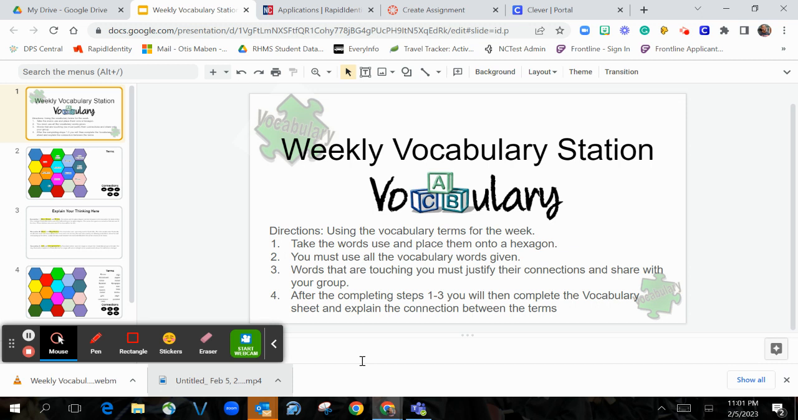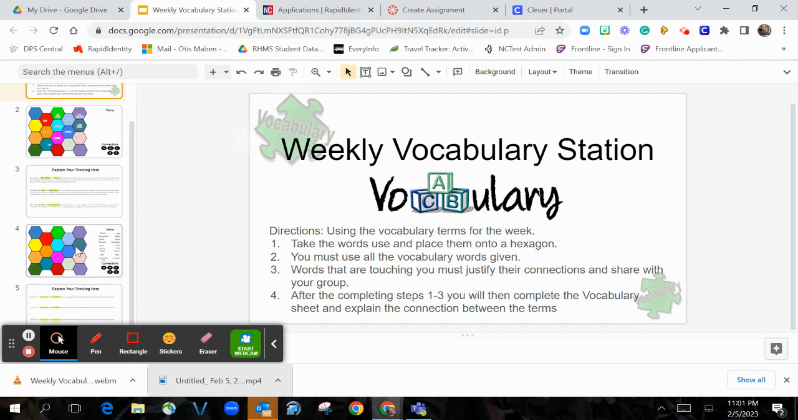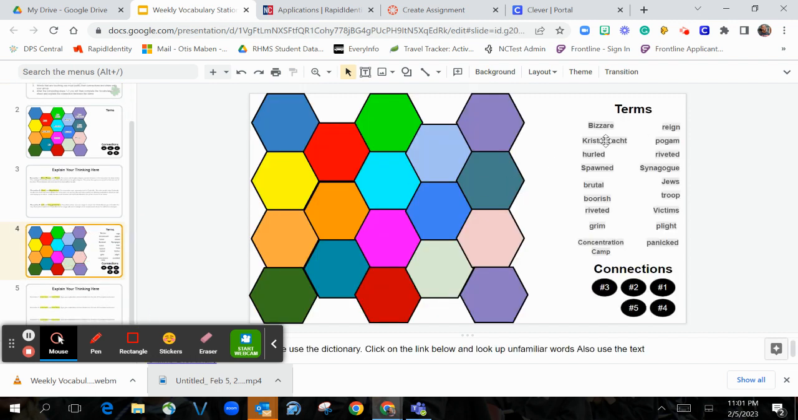I wanted to provide for you directions for your weekly vocabulary station. Each week, when you are given a text, we are going to pull out important terms and concepts out of that passage or text, and then you all are going to analyze the connections between the terms as a weekly station. For example, this week, this is what you'll see. You'll see a list of terms from the story, important words that would help you all understand the text better.